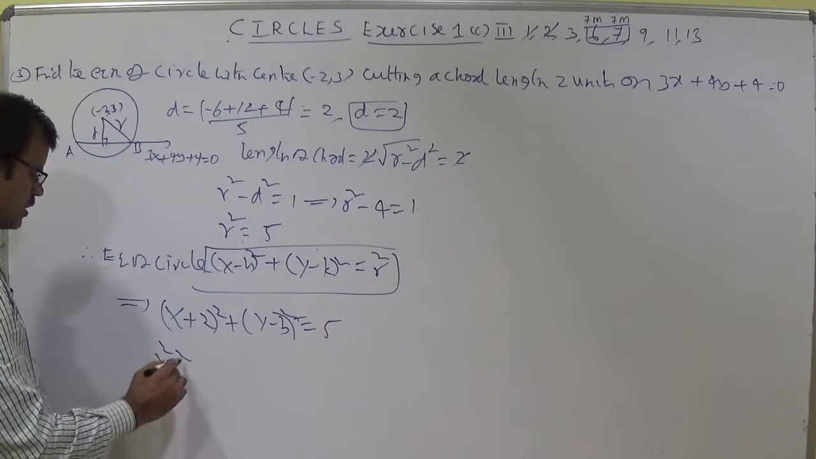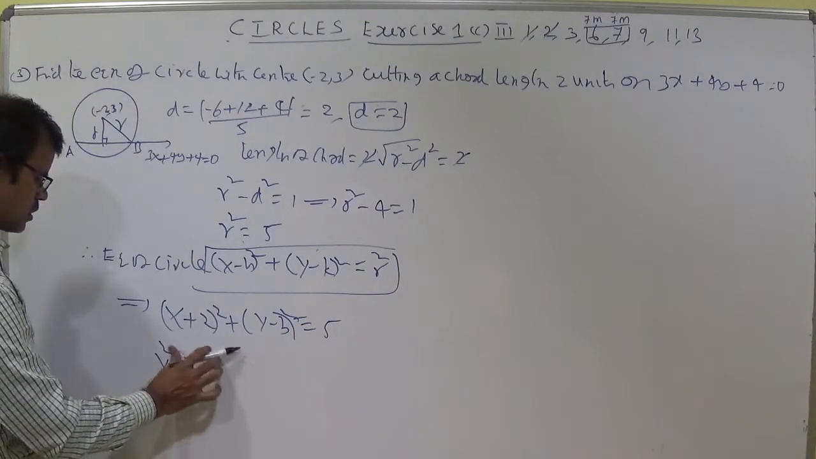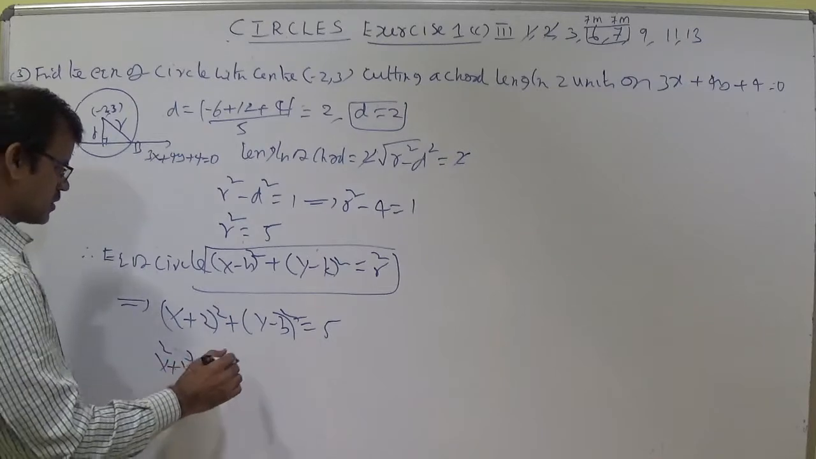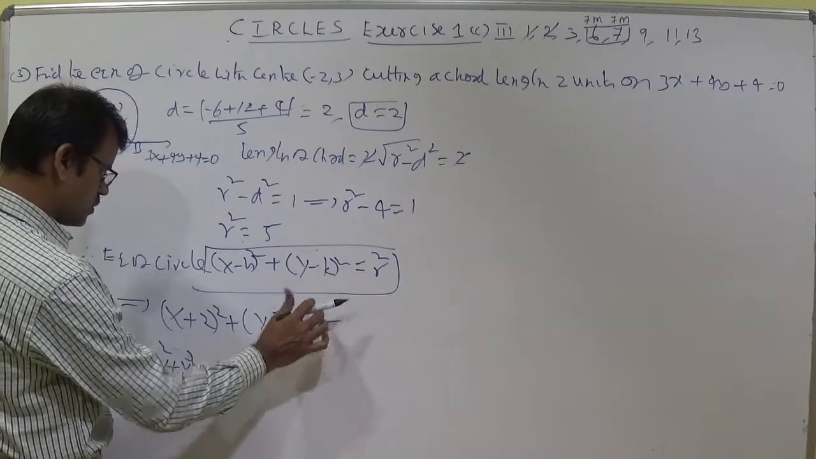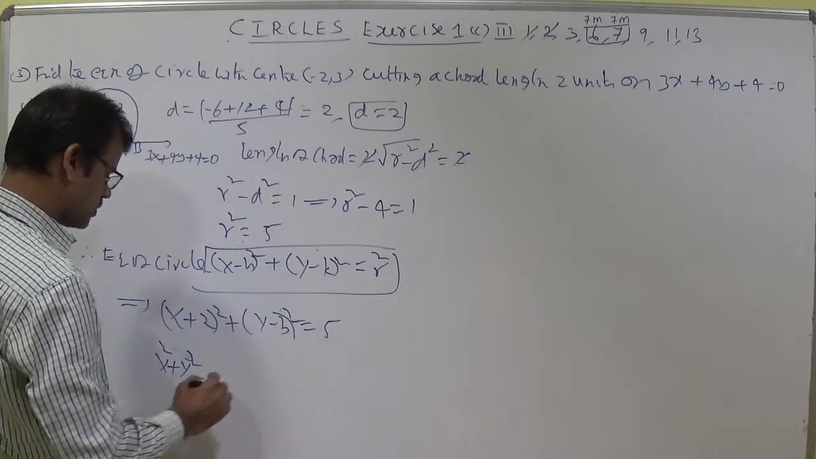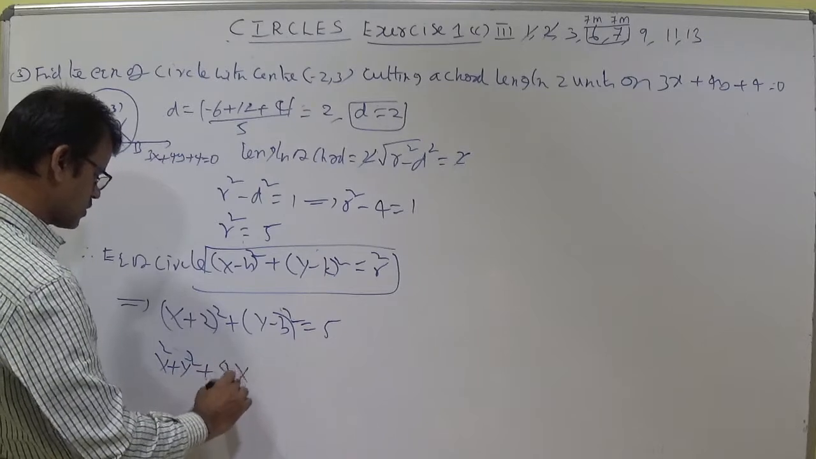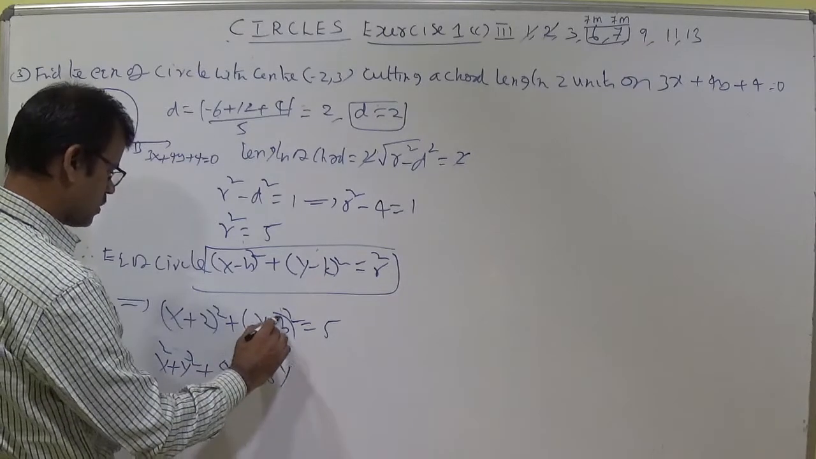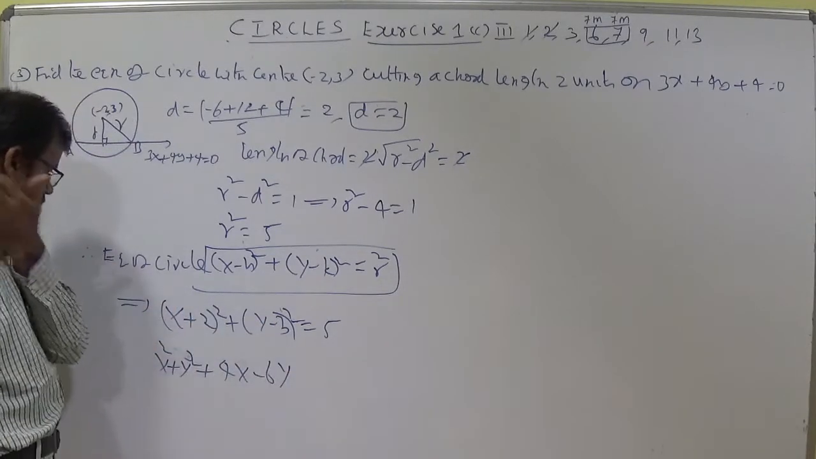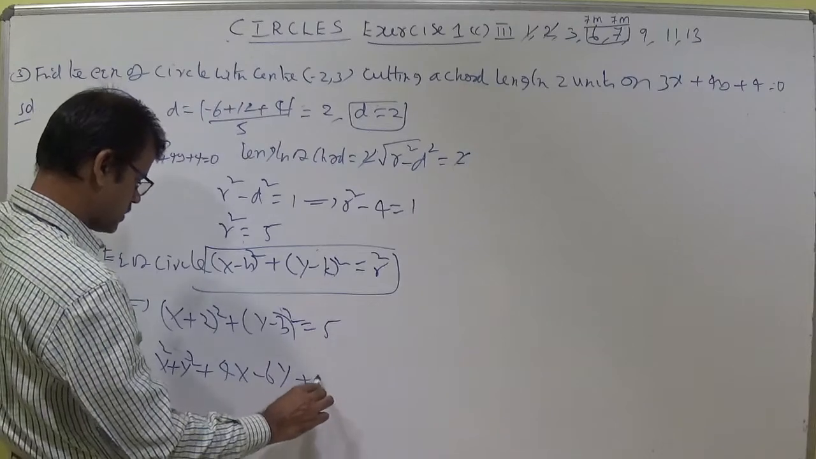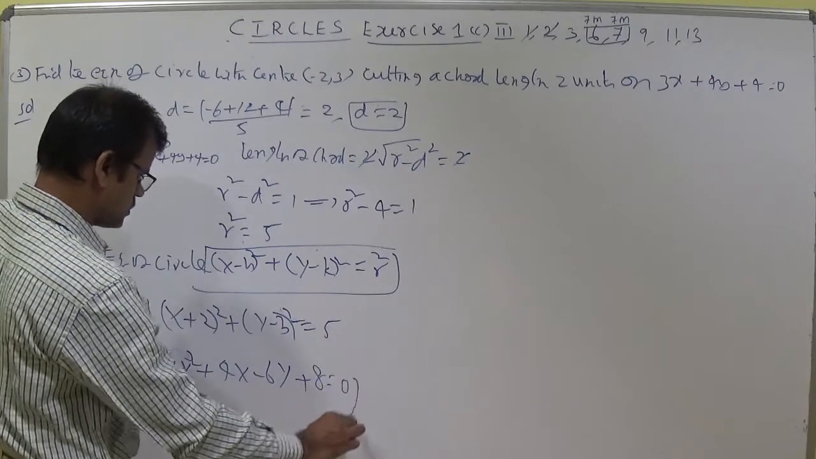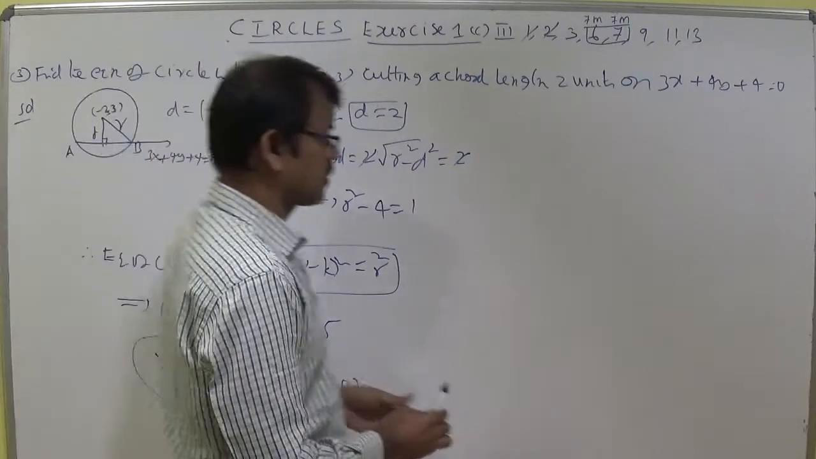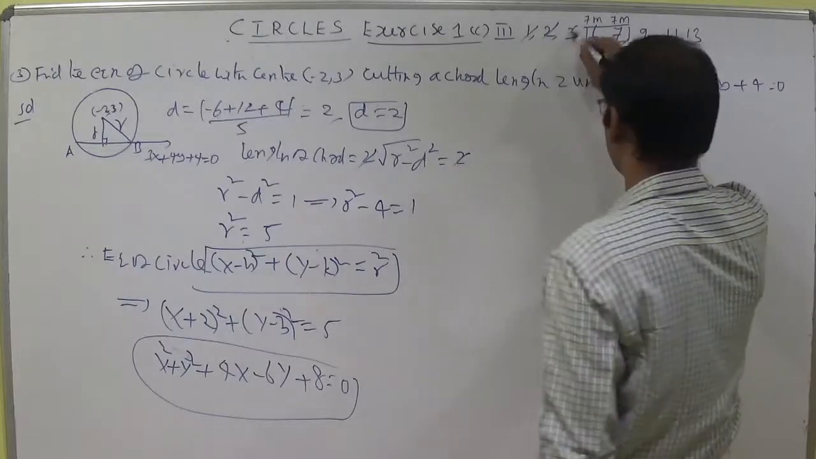By expanding, we can get the equation of a circle as x square plus y square plus 4x minus 6y, and 4 plus 9 is 13, 13 minus 5 is 8, plus 8 equal to 0 is the required equation of circle. This is the third question.